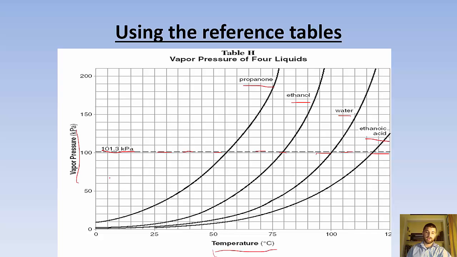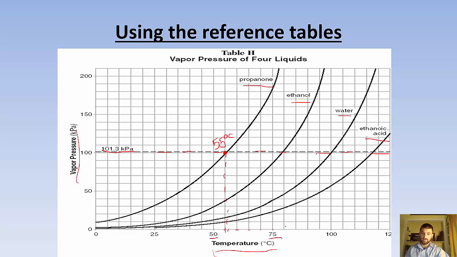So vapor pressures on the Y, temperatures on the X. So the question would be, all right, well, what's the normal boiling point of propanone? Well, you would follow the normal pressure, 1 atmosphere or 101.3 kPa, until you hit that line, and then you'd follow it down. How much is that? Now be careful with the scale. It goes 50 to 75 and it takes 1, 2, 3, 4, 5 boxes. So we know each box is worth 5. So that right there, normal boiling point would be about 55 degrees Celsius.